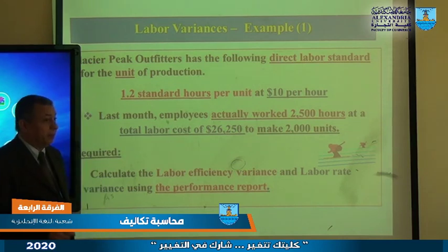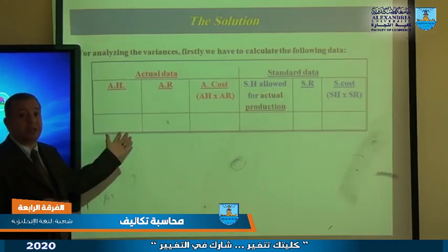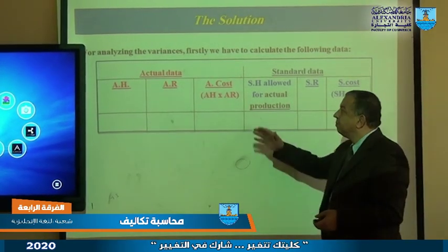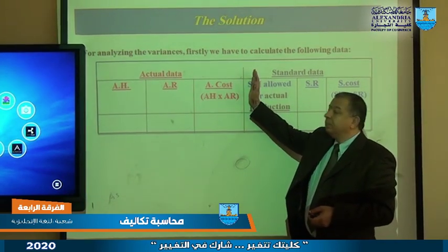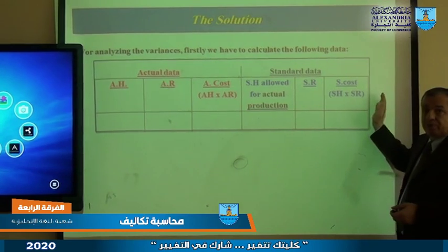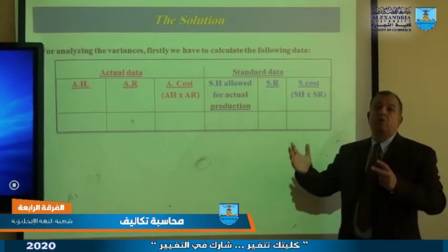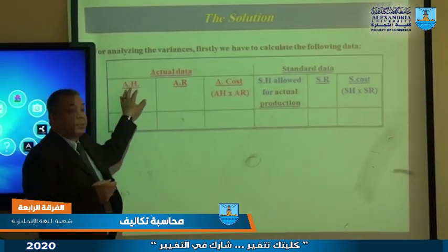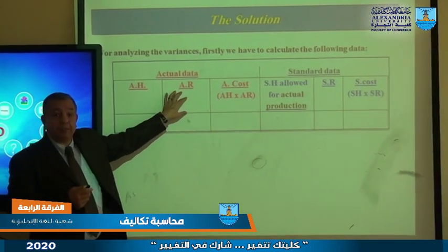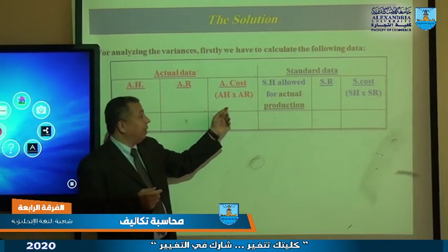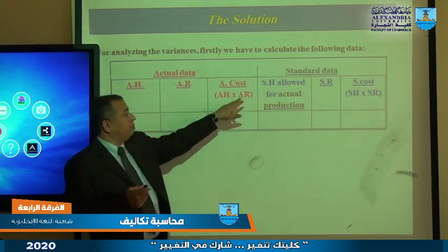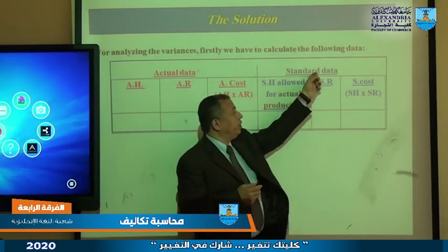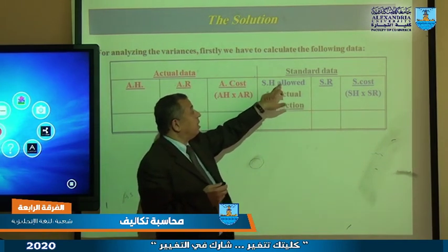The first step, don't forget how to calculate. I prepare a table with 2 parts. One of them is actual costs. The second is standard costs. Regardless of whether I speak about direct material or direct labor. For direct labor here, I have actual hours, actual rate, and actual cost. I will get actual cost as actual hours times actual rate. The same as for actual, I will recalculate using standard. Here I need standard hours allowed.